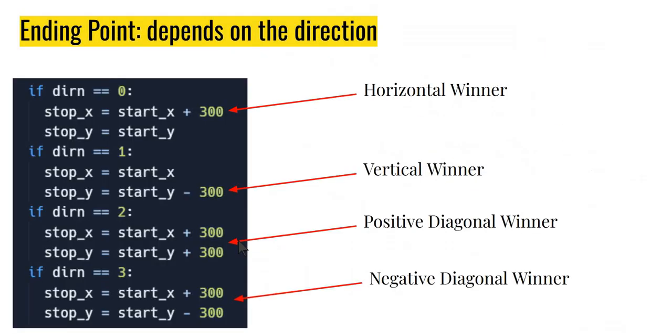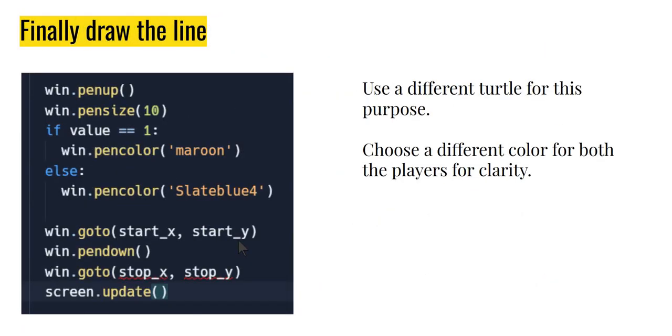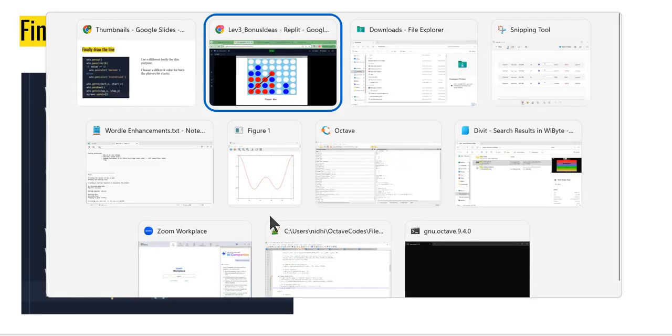Now, with this idea set, we are all set. We can just employ, like I said, another turtle. Depending on the winner, we can choose, let's say, maroon and, again, slate blue 2. Again, this is just my choice of colors. And drawing the line itself is quite easy, so let's do this one by one in code.